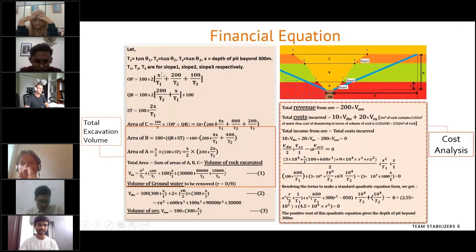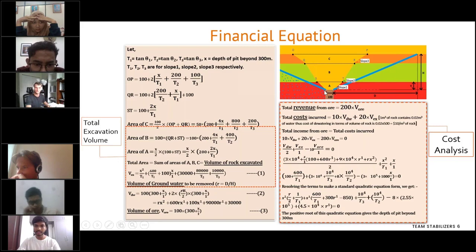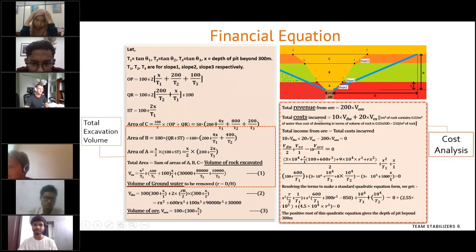There is an overview of the financial equation that we used, and here is a pit design. 3 slope segments. This is the volume of excavation. The volume of dewatering is the volume of water above this phreatic surface. This part gives the excavation volume calculation, dewatering volume calculation, and volume of ore, which is here, as we took the base to be 100 meters, exactly the width of ore. And this is the cost analysis where we equate the revenue to the total costs, finding the quadratic equation, which on solving would give a positive root, which would give us a value of x, that is depth beyond 300 meters.